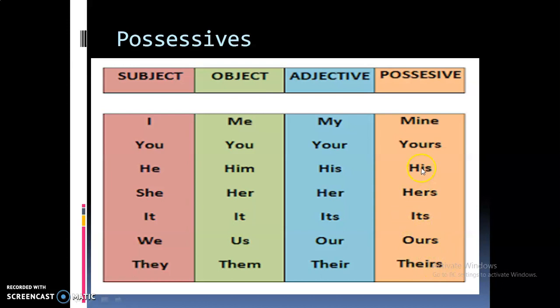And you may have a confusion. See, this word his comes under both adjective and possessive. So it depends on the situation, the sentence, the context. According to the context, these vary. Here and here, his is in the possessive pronoun also.